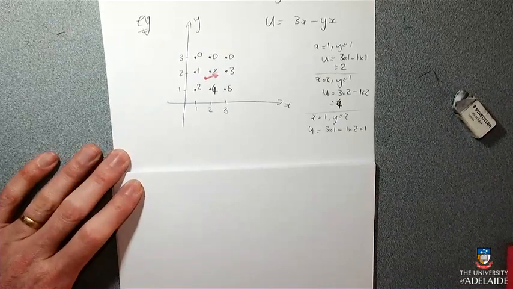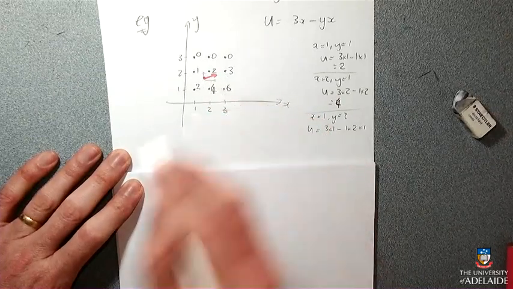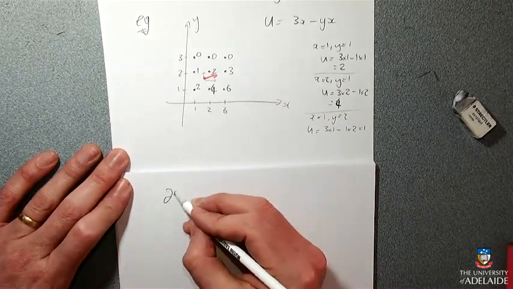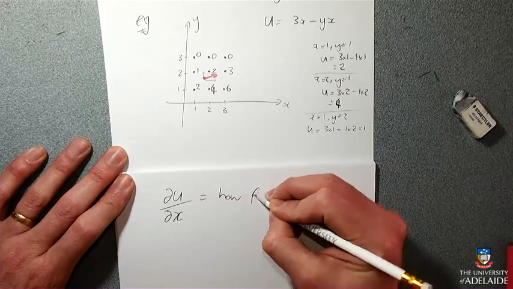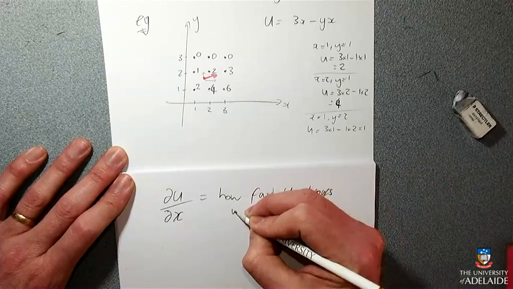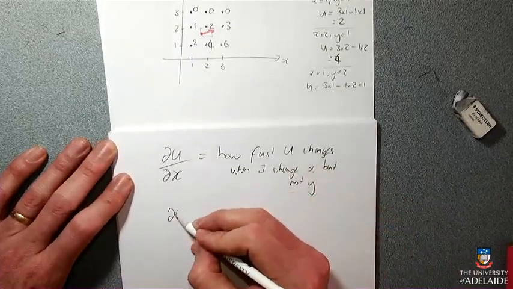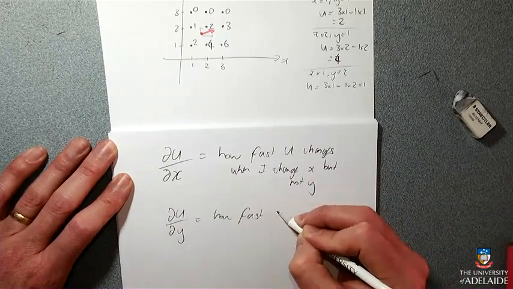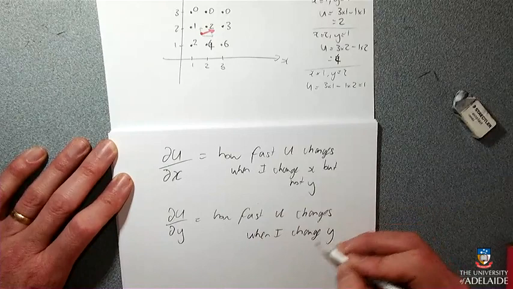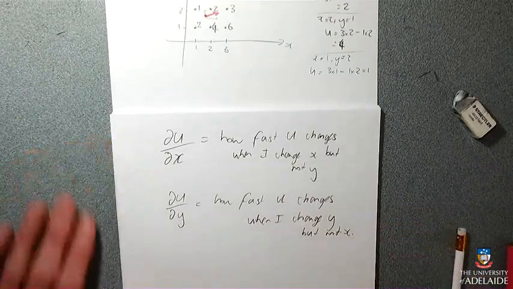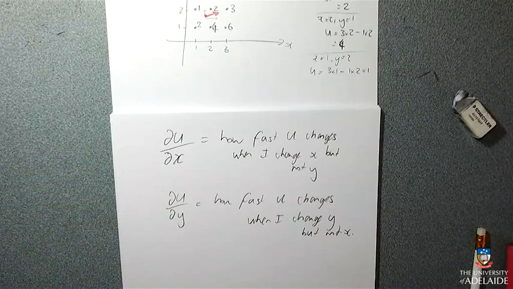So what I would want to figure out was how quickly this changed if I went that way and if I went that way, and combine them together to produce how quickly it would change if I went in whichever direction I wanted. And so what we can do is this: du on dx is how fast it changes when I change x without changing y. And this is how fast u changes when I change y but not x. And if I change them both simultaneously, then the amount of change that u has will be a combination of those two things. Okay.